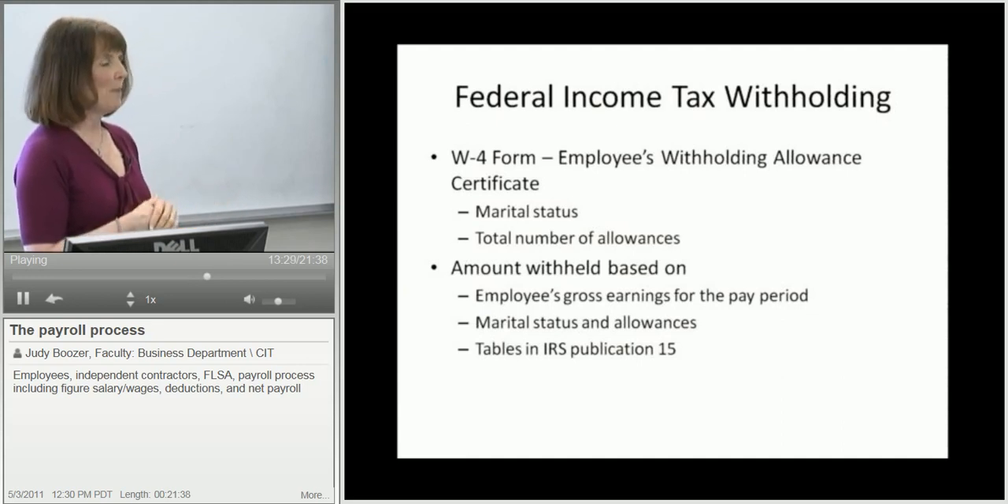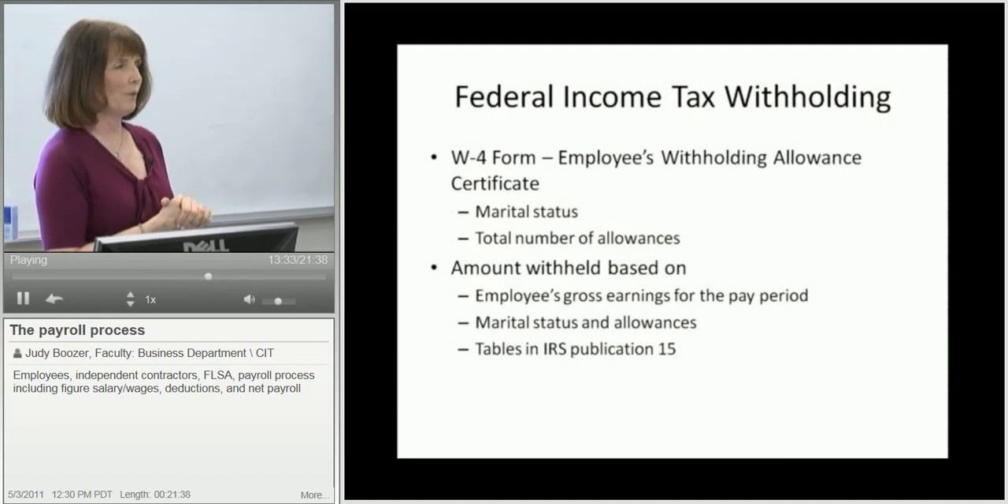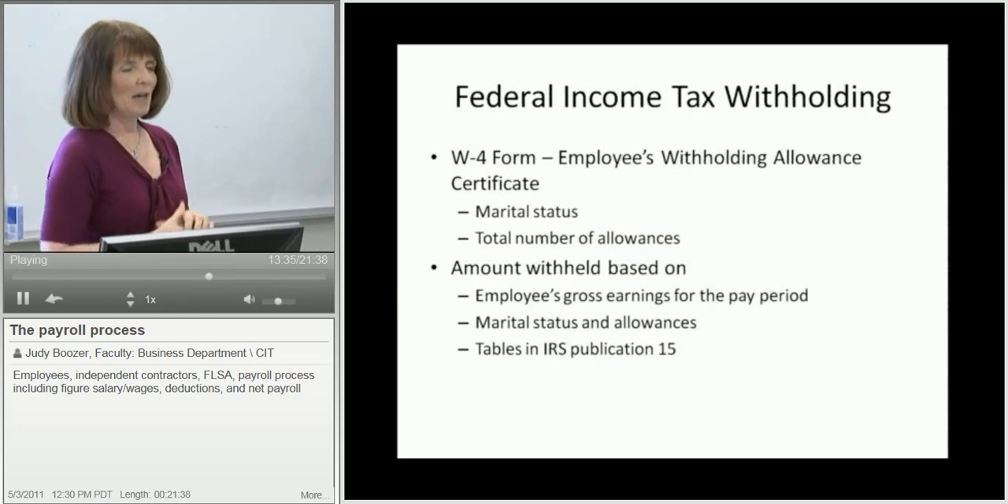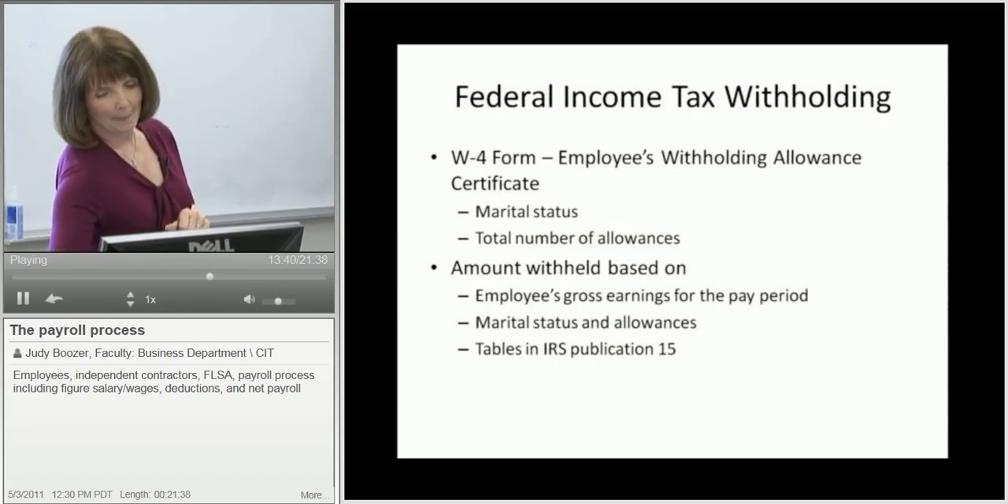Now, if you look on page 261 in your book, you'll see an example of that, but we're going to refer back to that here in a minute. There's an example of a tax chart on page 261.